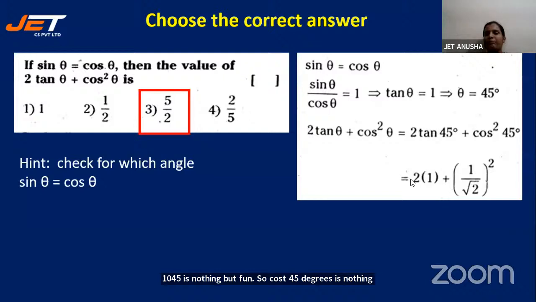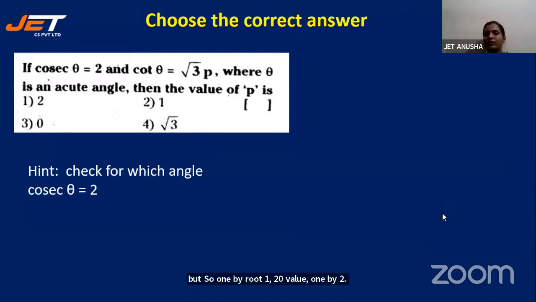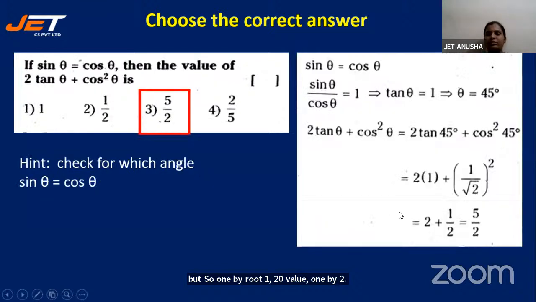1/2. So 2 plus 1/2, 5/2 is the answer. By taking the LCM, you will get 4 plus 1/2. That is nothing but 5/2.